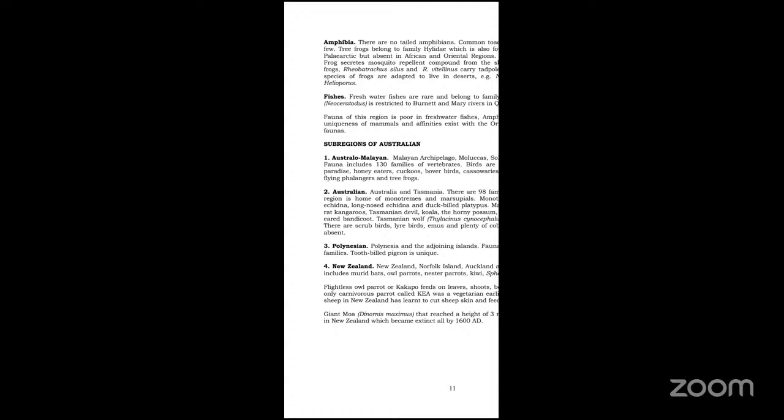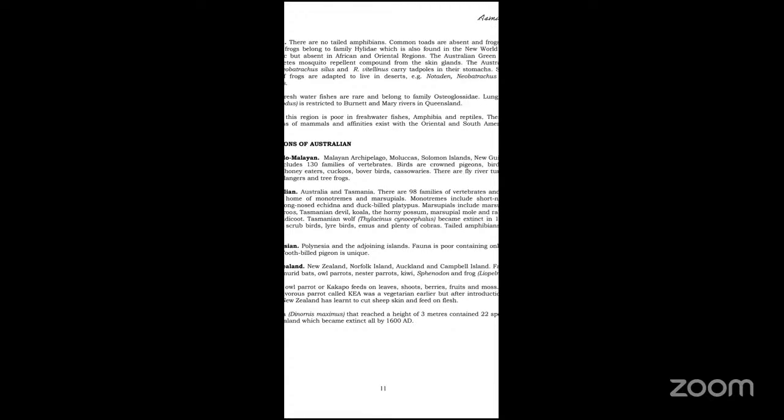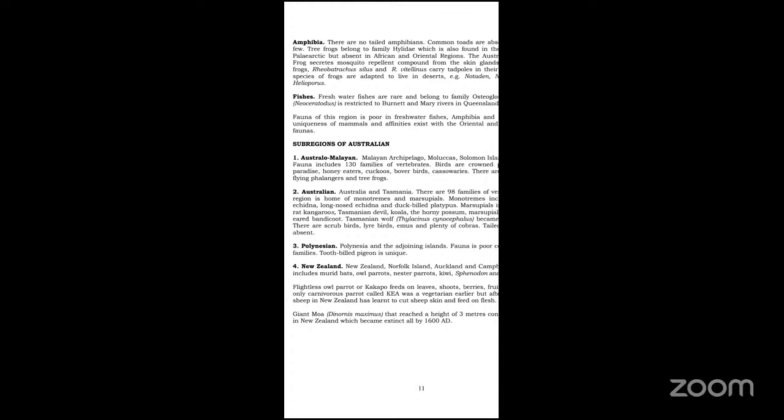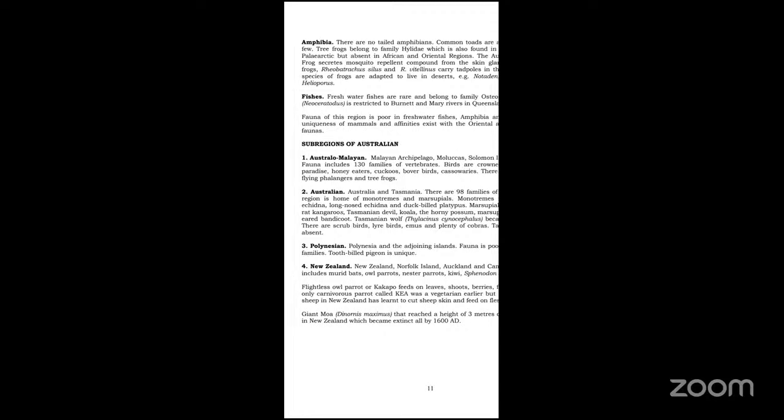It includes New Zealand, Norfolk Island, Auckland, and Campbell Island. The fauna over here is murid bats, owl parrots, nestor parrots, kiwi, as well as the Sphenodon and frog. The flightless owl parrot or the kakapo is also present in this particular region. And you also have a kea, which is a carnivorous parrot. And the giant moa is also present in this region, which became extinct almost by 1600 AD.